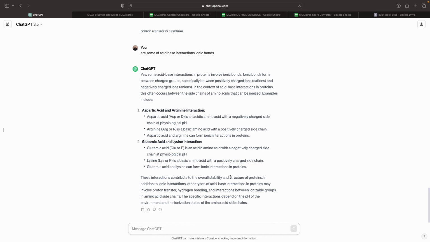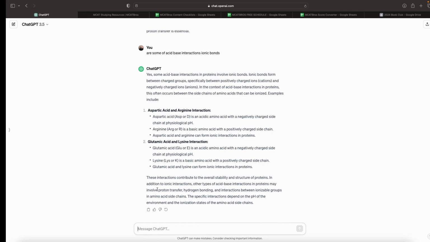In addition to ionic interactions, other types of acid-base interactions in proteins may involve proton transfer, hydrogen bonding, and interactions between ionizable groups in amino acid side chains.